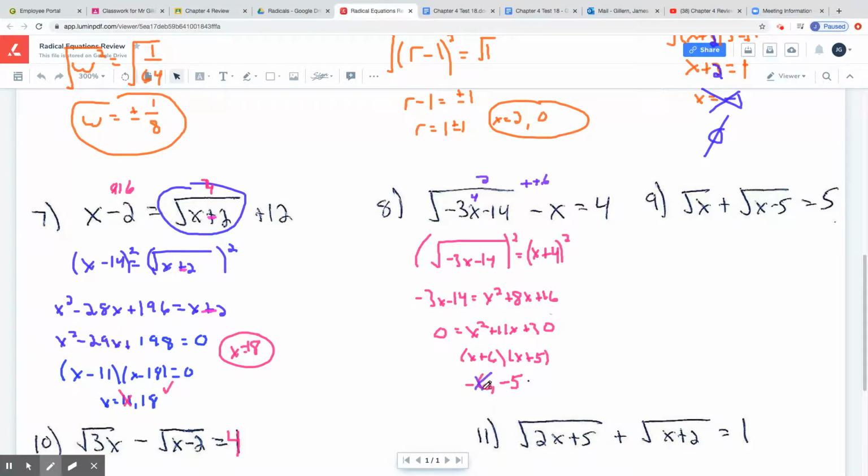So negative 6 doesn't work. Negative 5. 3 times negative 5 is 15. 15 minus 14 is 1. Square root of 1 is 1. Minus negative 5. Once again, that makes it equal to 6.